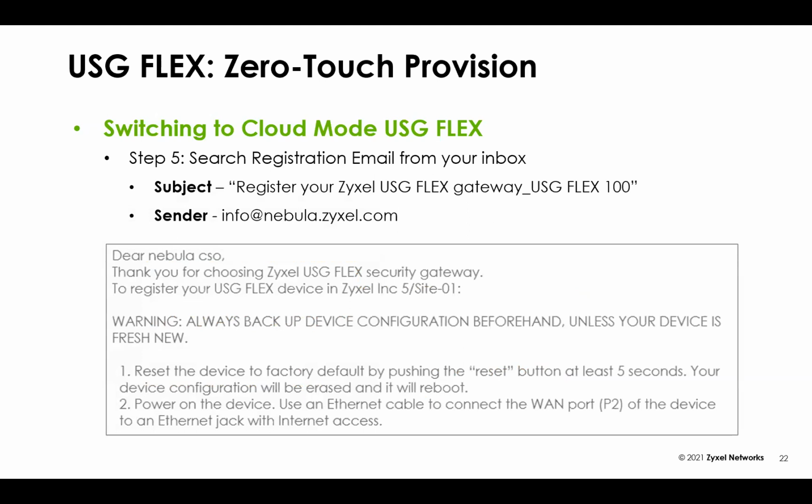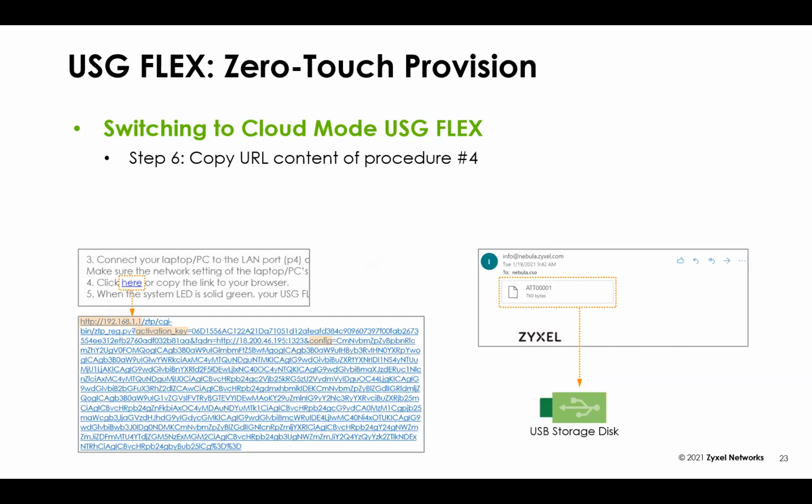When you have it sent to your email address, you'll see an email that comes from our Nebula CSO. When you get this email, there's going to be a link. In this link, you can have the option to either copy the link, or you can download it and put it to a USB storage disk.